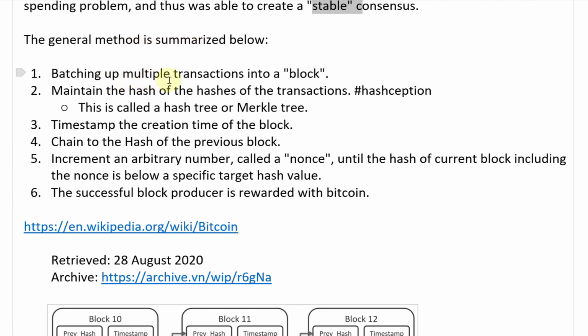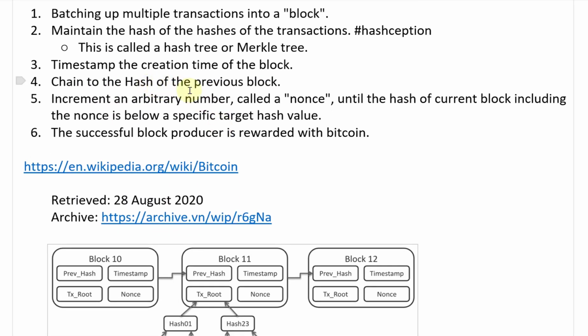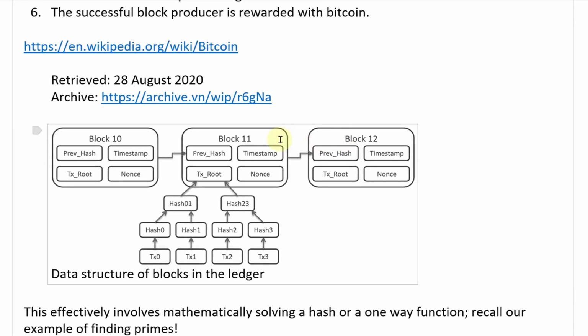Batching up multiple transactions into a block, this is for Bitcoin, and then maintain the hash of the hashes of the transactions, hashtag hashception. This is called a hash tree or Merkle tree. Timestamp the creation time of the block, chain to the hash of the previous block, and then increment an arbitrary number called a "nonce" until the hash of the current block, including the nonce, is below a specific target hash value. The successful block producer is rewarded with Bitcoin. So in other words, the blocks look something like this.